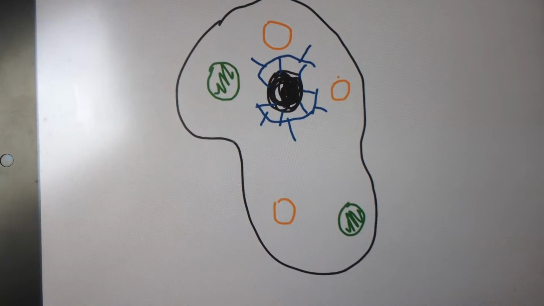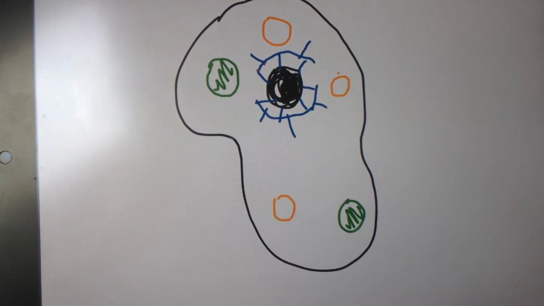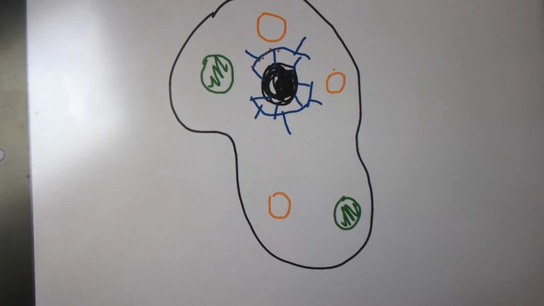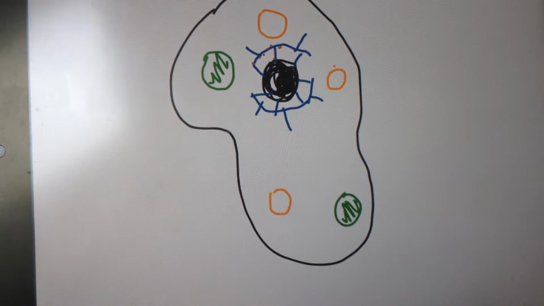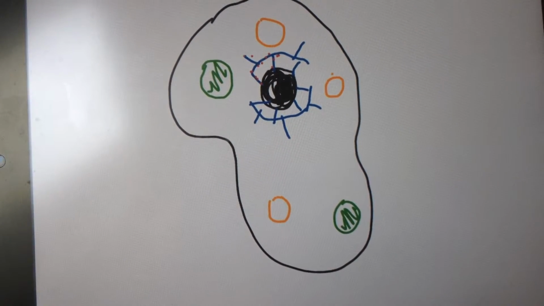The other one is the rough endoplasmic reticulum. It is called rough because it has ribosomes on it. The ribosomes produce the proteins of the cell.